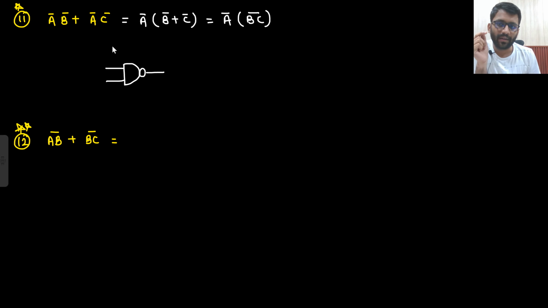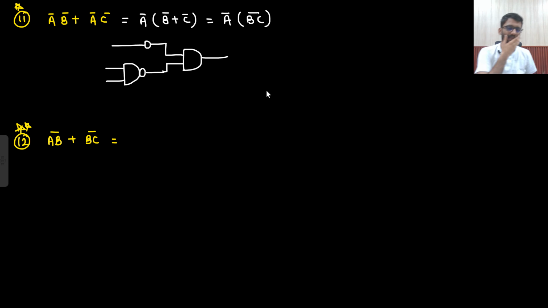Then I need a bar. And both combined can go into a simple AND gate. This can happen, right? This is my A, this is my B, this is my C.